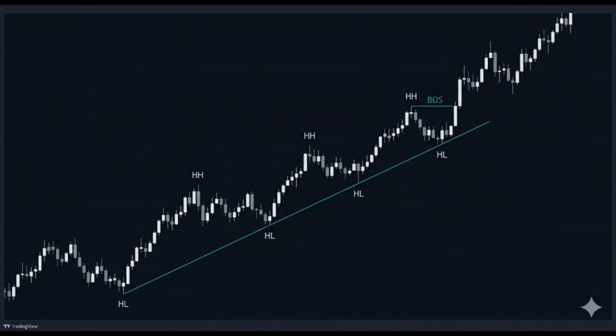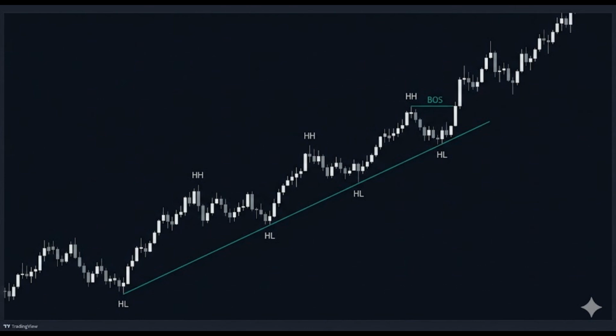Let's begin. Step 1. Daily chart. HTF bias. I'm opening the daily time frame first. No other time frame exists for me right now. I'm looking at this chart and asking one question. What is the current structural phase?